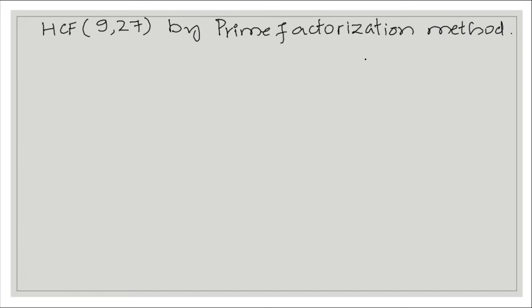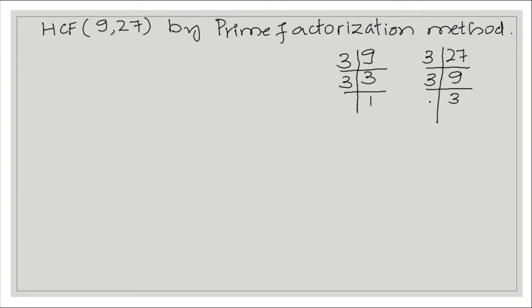So I need to find the product of primes for these two numbers, 9 and 27. This 9 is the product of 3 multiplied by 3. Once again, 3 divides 3 one time. So 3 divides 27 9 times. 3 divides 9 3 times. So 3 divides 3 by 1 time.